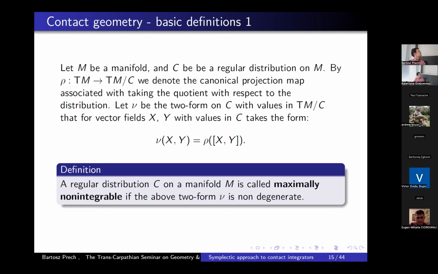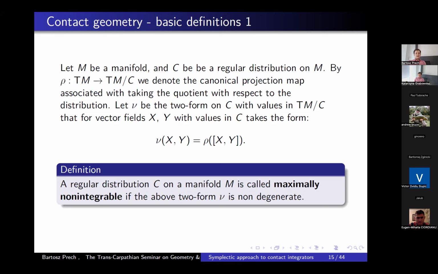So then we can define this quotient by this distribution and consider a two-form defined on this. One can check explicitly that this is a two-form, so it doesn't depend on the values in the neighborhood, but only depends on the value at the point. And we would call this distribution maximally non-integrable if it's non-degenerate.